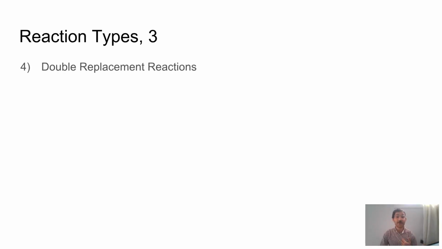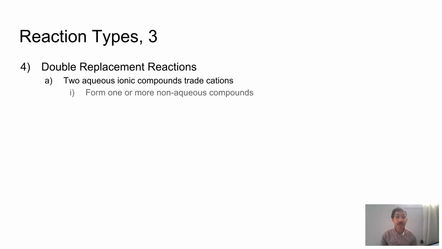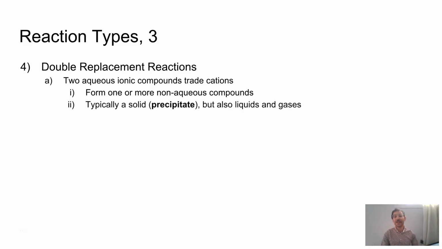Anyway, we had a single replacement reaction. Well, we also have a double replacement reaction. And this is going to be when we have two aqueous ionic compounds that are dissolved in water, and they're going to trade cations. And one of these new compounds that are formed from the trading is going to be non-aqueous. Typically, that's going to form a solid. So you're going to mix two ionic compounds that are dissolved, and a solid is going to precipitate out. Though we can also form liquids and gases.